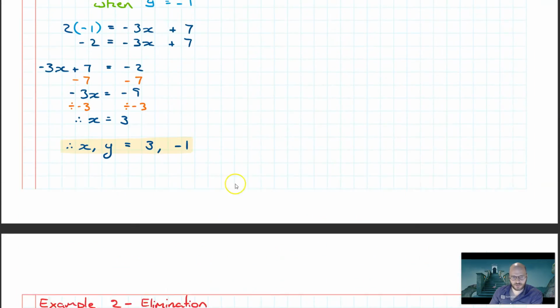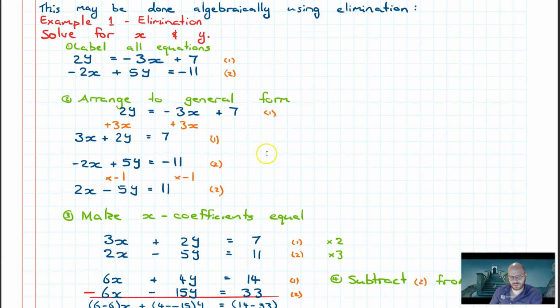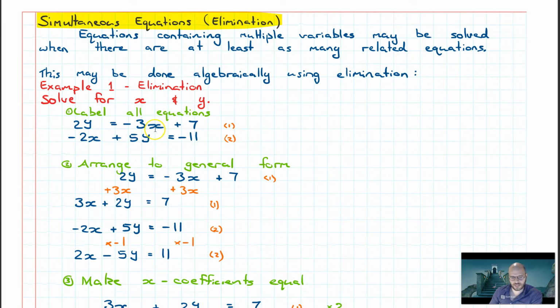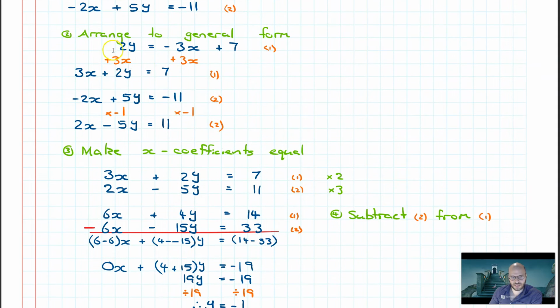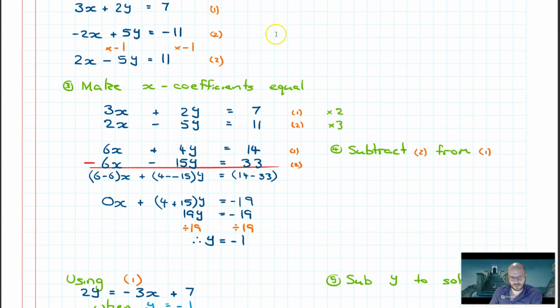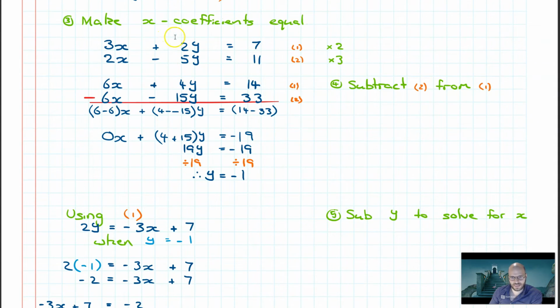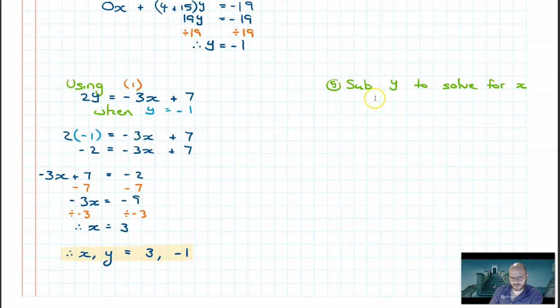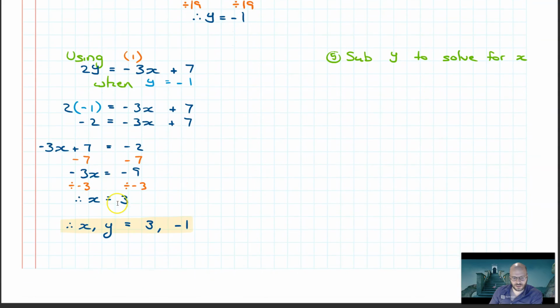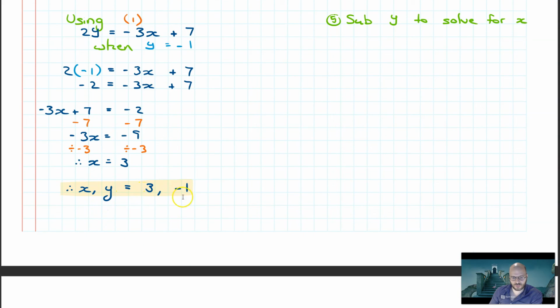So in summary, what we had a look at in this video was how we can solve simultaneous equations using the elimination method. This was achieved by first labeling your equations, rearranging both equations into general form, making your x coefficients similar or equal, subtracting your second equation from your first, and then simply substituting your known value into one of the equations to find the unknown, thus yielding the two results.